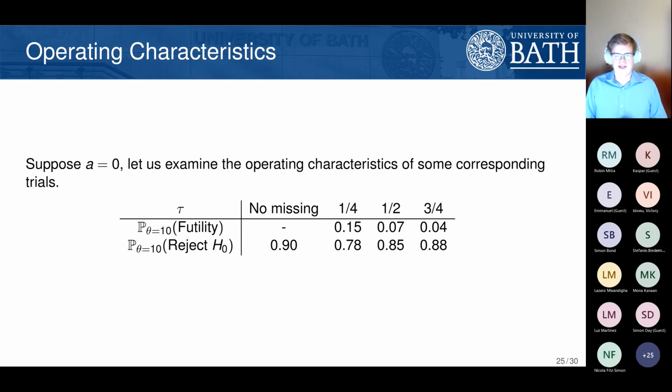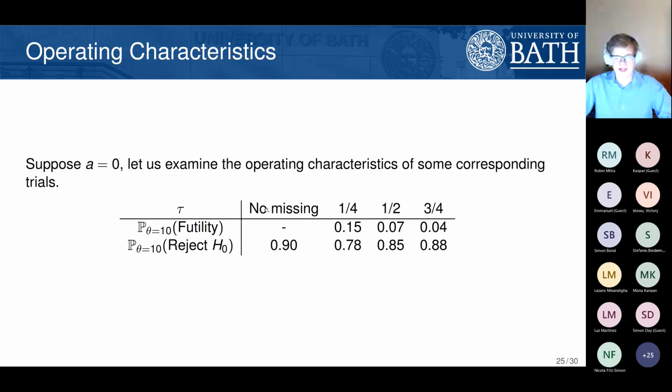So let's take a specific value and think about how the missingness would impact the trial. So let's suppose our estimate of our treatment effect was 0 at the interim analysis, i.e. we're not showing that there's any benefit at the interim analysis, how's that going to operate as a trial overall? And so here in this table, what we have is the probability that we stop for futility, and then the probability of what we defined as our successful trial, rejecting the null hypothesis.